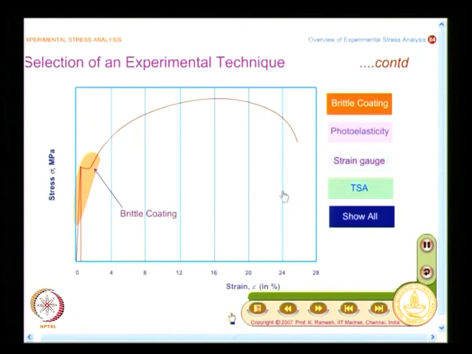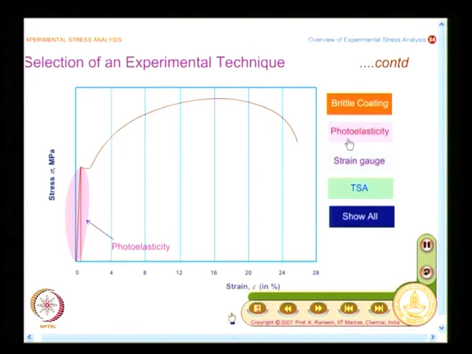And when I say photoelasticity, what does it indicate? I am essentially living in the elastic region. So, a photoelastic analysis will be confined only to the elastic region, it will give you information there. If I have to go to the plastic region, I have to go for photoplasticity.